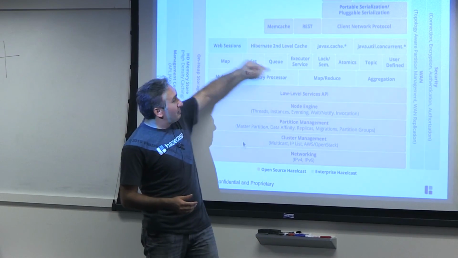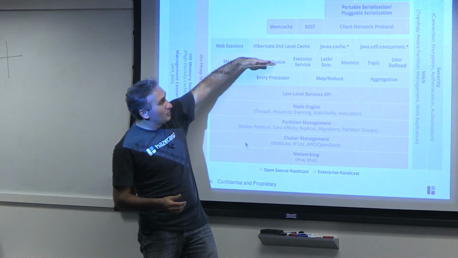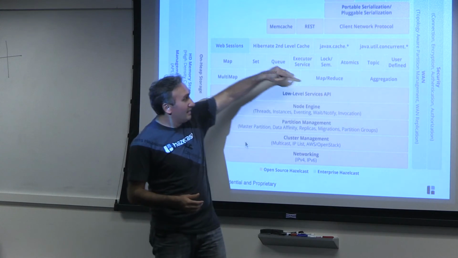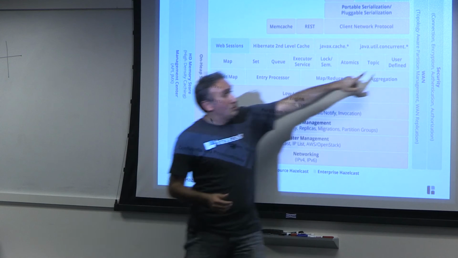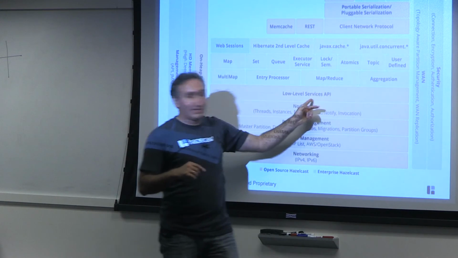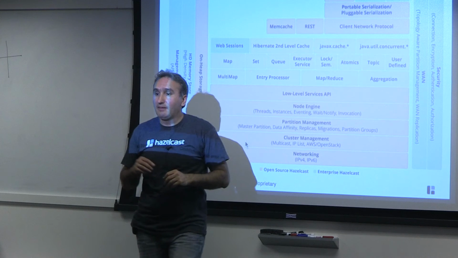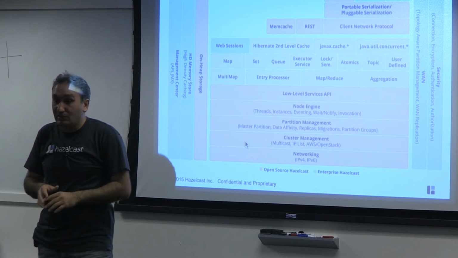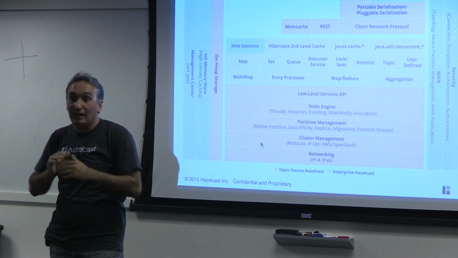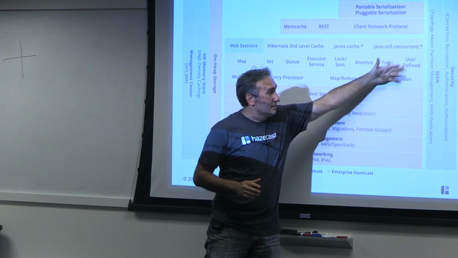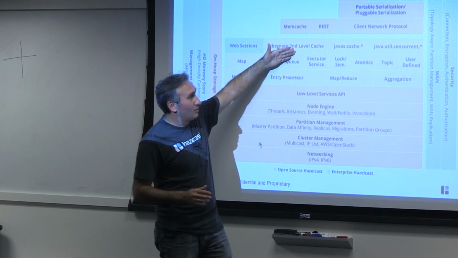So just like we built map, queue, MapReduce, atomics, aggregations, and everything with this API, you can build your own distributed data structures with this API. So if there's a data structure that you really want to build, which is very specific to your case, and we don't have it, you can use this API and build your own.